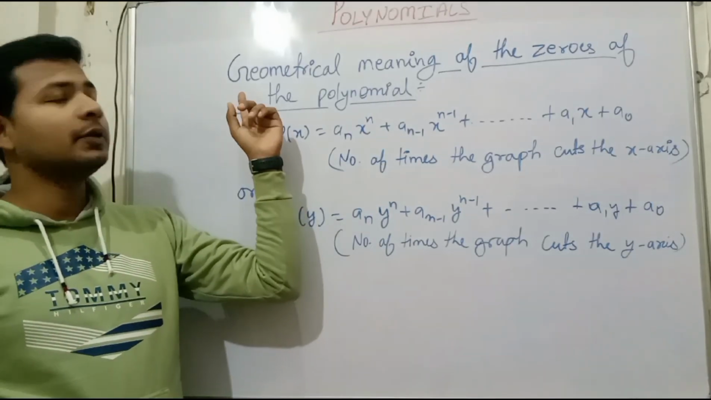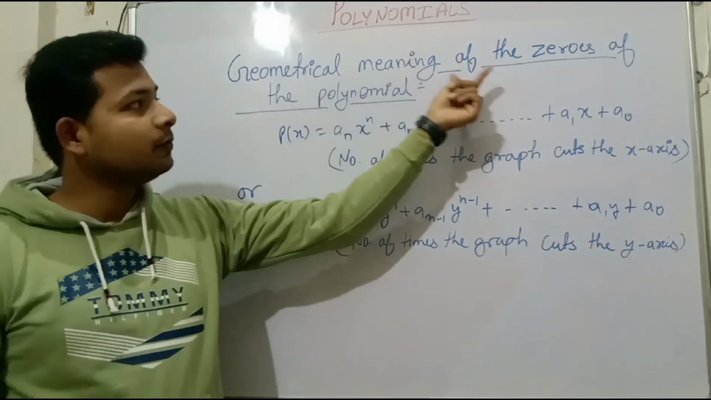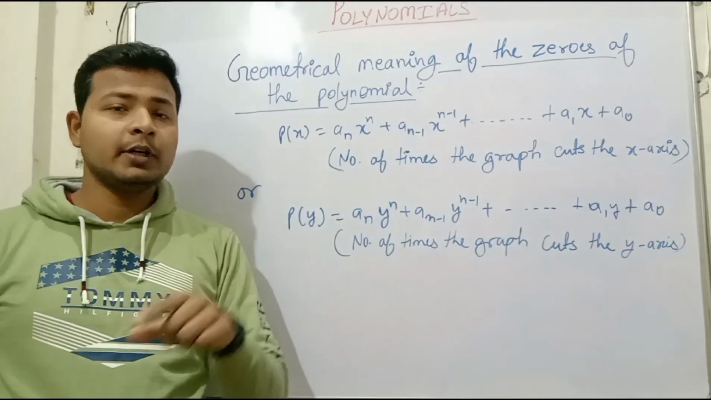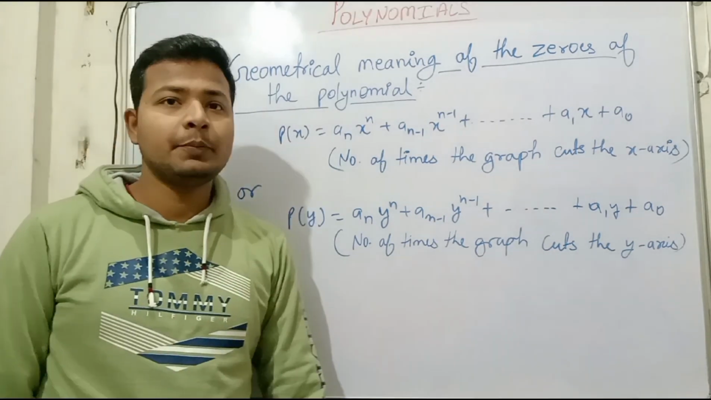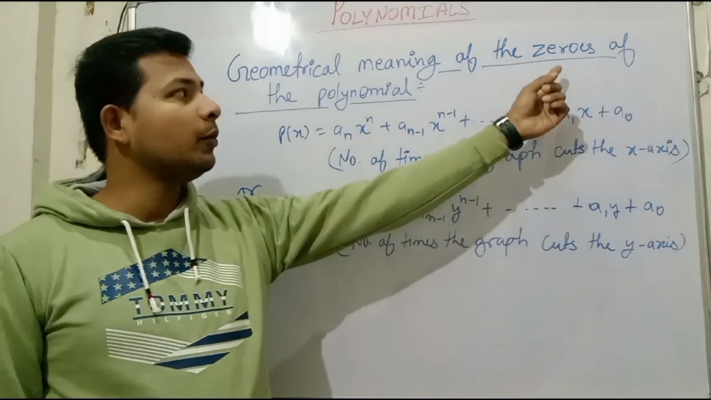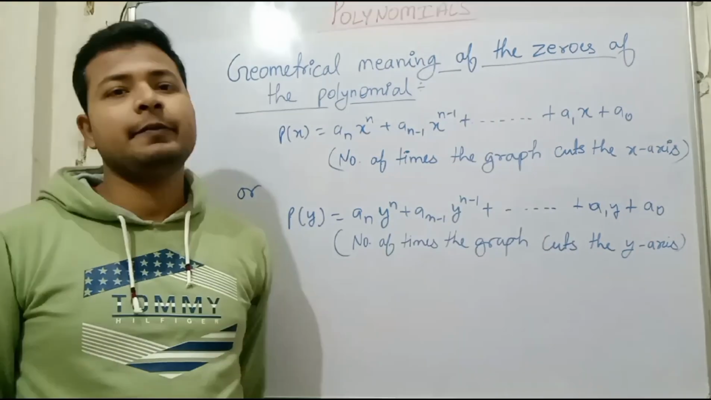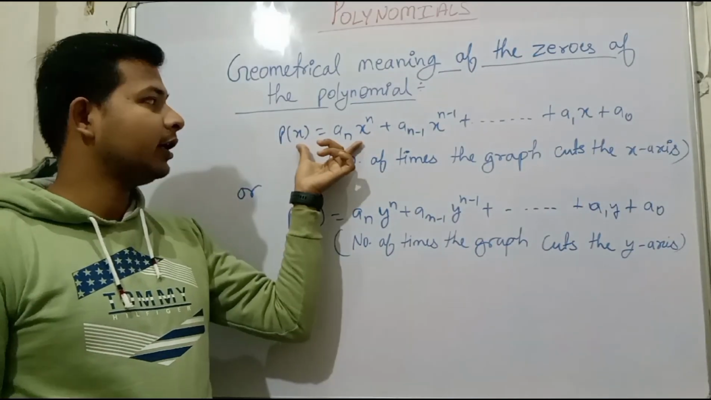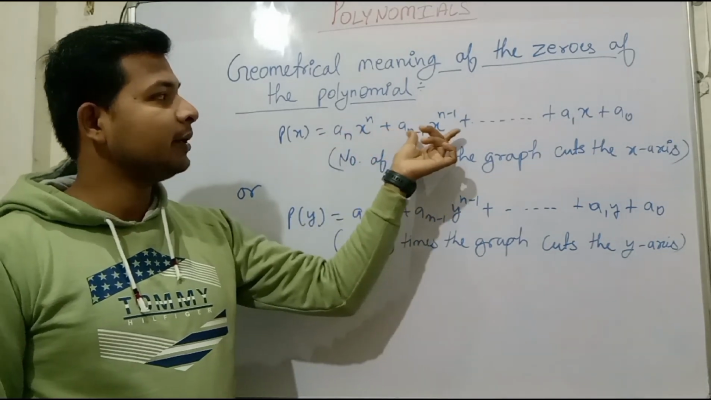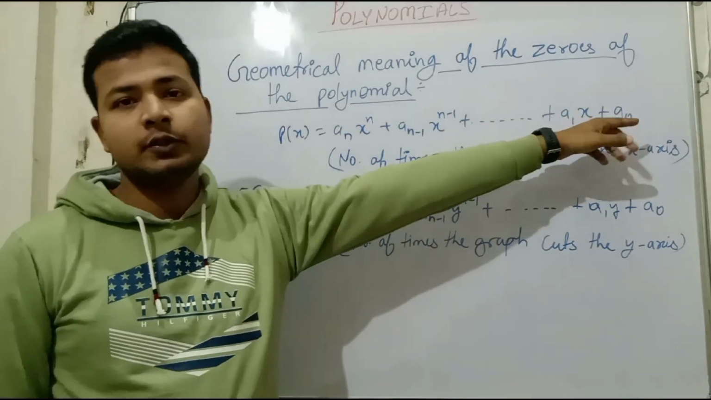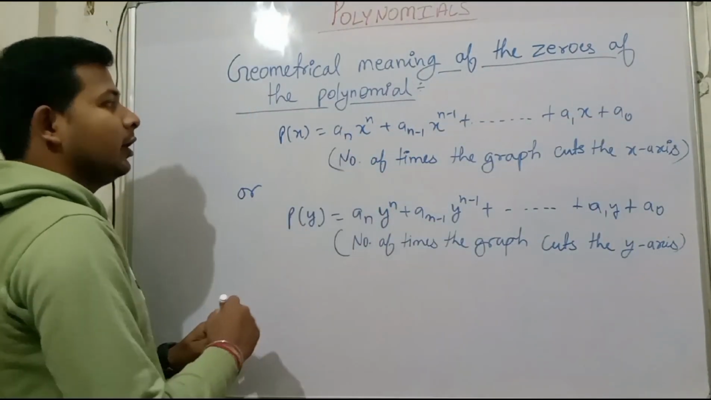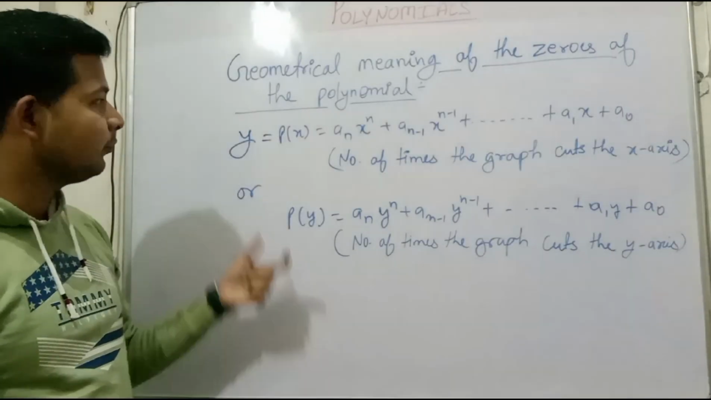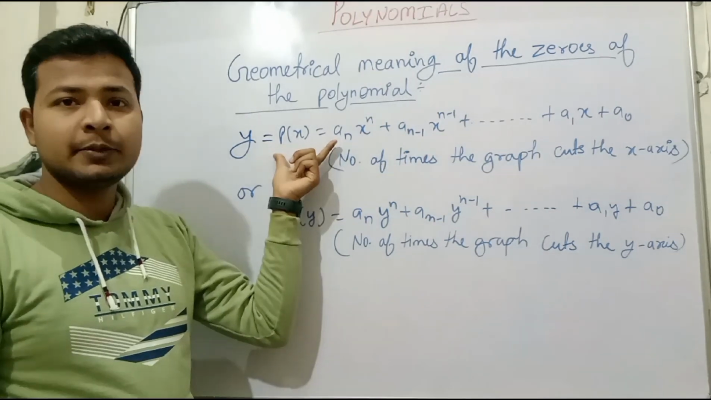Now class, we have to understand what we mean by the geometrical meaning of the zeros of a polynomial. In this, you will be given a figure, that is the graph of the given polynomial, and you have to answer how many zeros that graph has. If you are given y equals p(x), that is, y = an x to the power n plus an-1 x to the power n minus 1 plus and so on plus a0, this type of question, this will be written as y equals p(x) type graph.